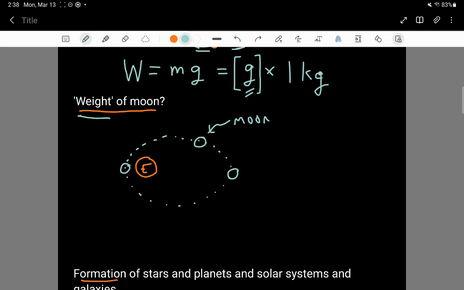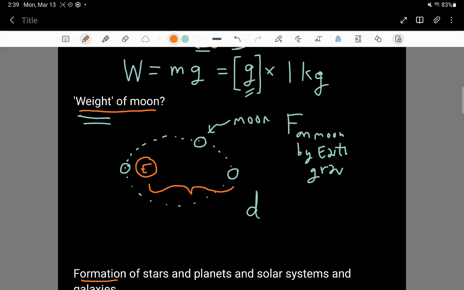So if I wanted to know what is the force on the moon by the Earth, right? This is the force on the moon by Earth, because of gravity. Then what I need to know is how far away, what's the distance between the moon and the Earth? So maybe I would draw that as looking like this, for example. This is the distance between the moon and the Earth.